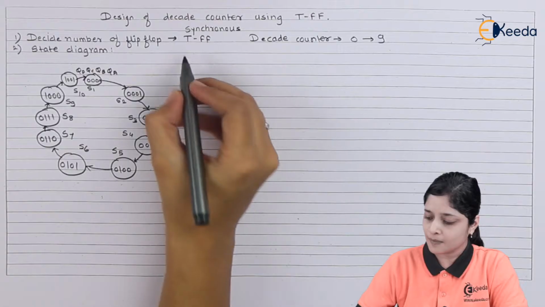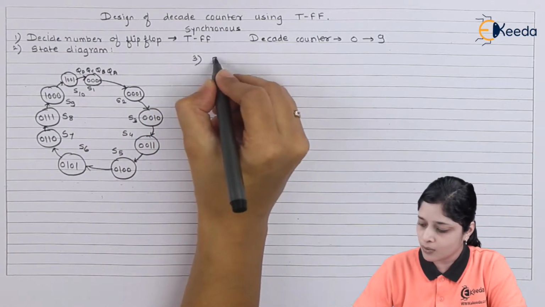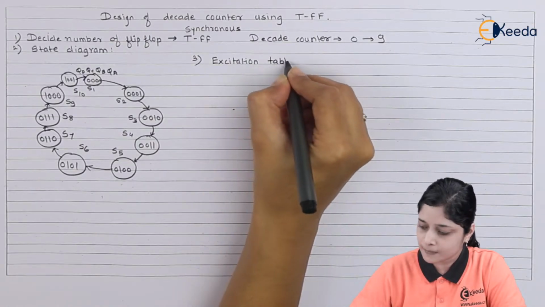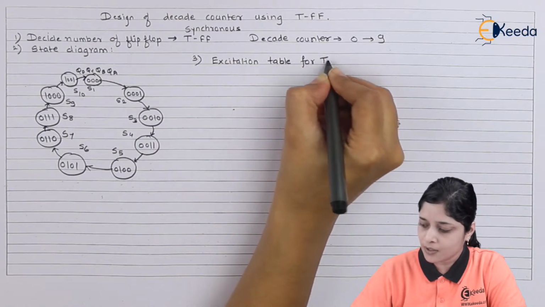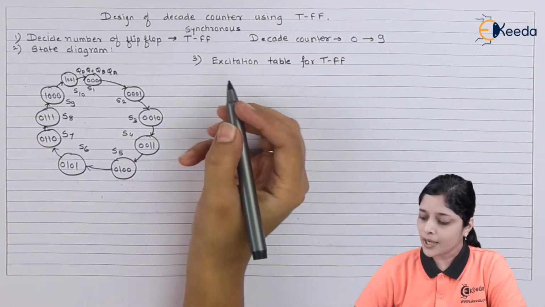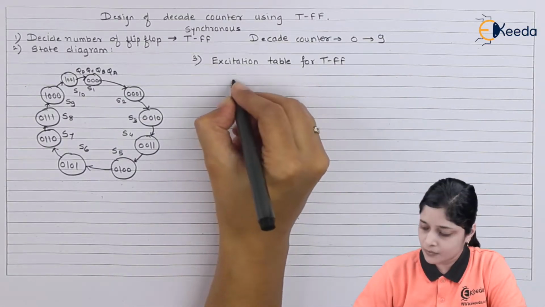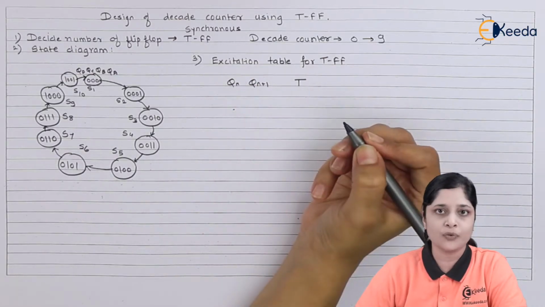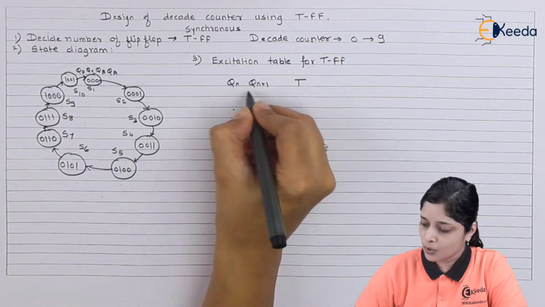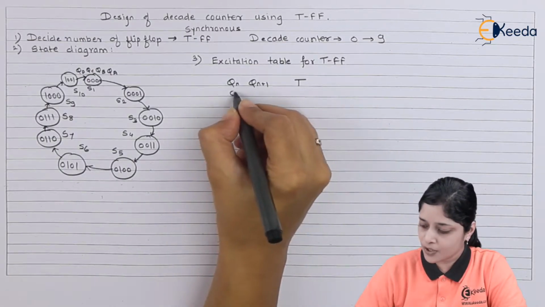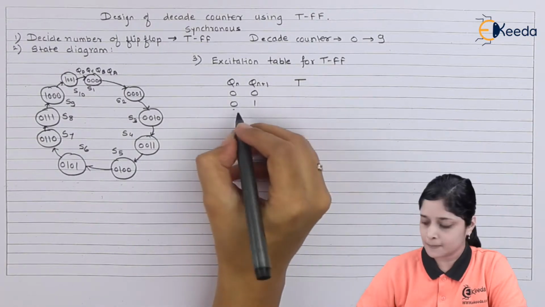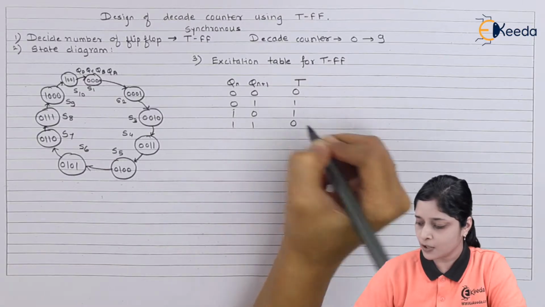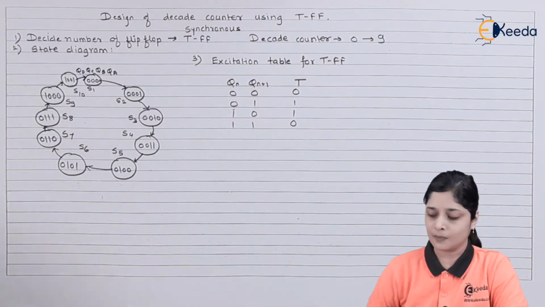Now, the third step is to draw the excitation table for T flip-flop. We are going to draw the excitation table. So Qn and Qn plus 1, and T flip-flop we are going to use. So 2 inputs means how many combinations? 0, 0, 0, 1, 1, 0, 1, 1 and the output 0, 1, 1, 0 is for the T flip-flop.